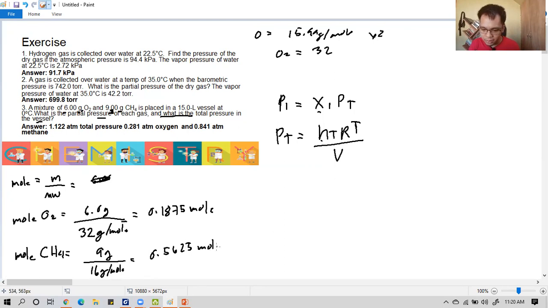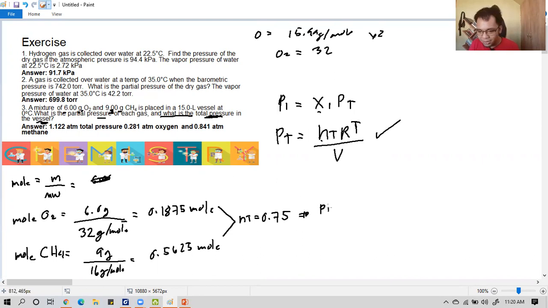Ayan. So ang una natin sasagutin is the total pressure of the vessel. In the vessel, okay? The total pressure. Kasi nga, bakit sir, bakit total pressure po muna? Kasi di ba, from this, we will get the NT, the moles total. So pagpaplusin lang natin yan, 0.5625 plus 0.1875, meron tayong 0.75 total moles.